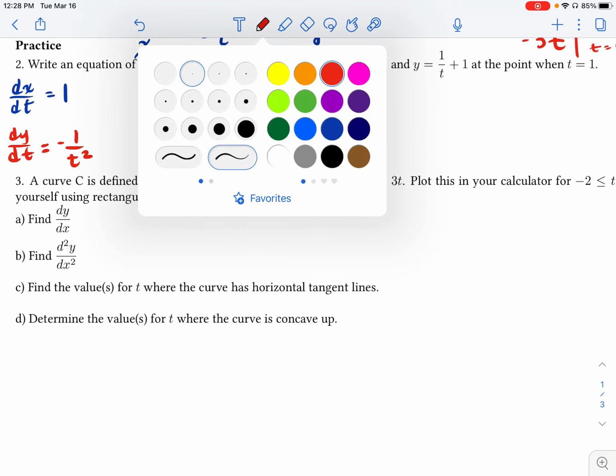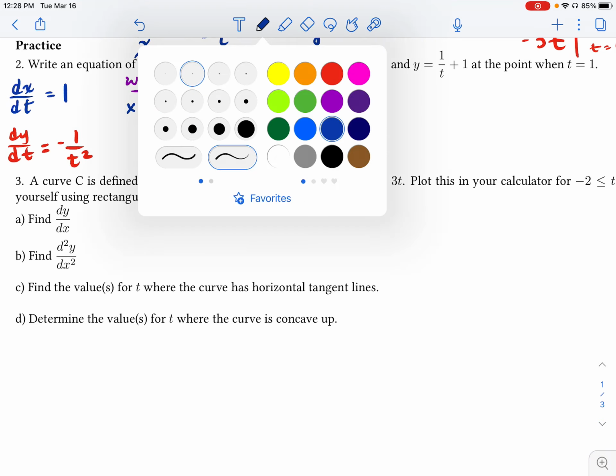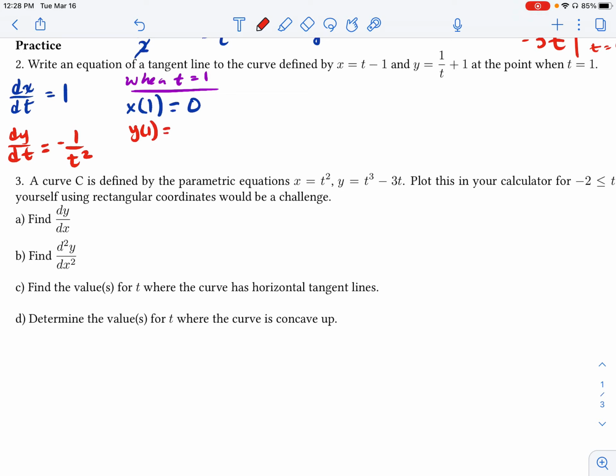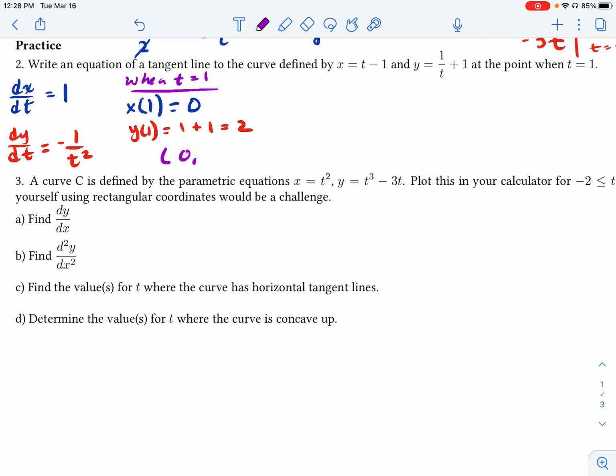So now, when t is equal to 1, we know we're going to need some x and y values for our tangent line. So let's just do some evaluating. When t is equal to 1, what is x of 1? Well, that's just going to be equal to 0. And y of 1 is going to be 1 over 1 plus 1, and that's equal to 2. Okay? And so we know from this information that our rectangular coordinate is 0, 2. So that is the coordinate that our plane curve is going to cross through when t is equal to 1.